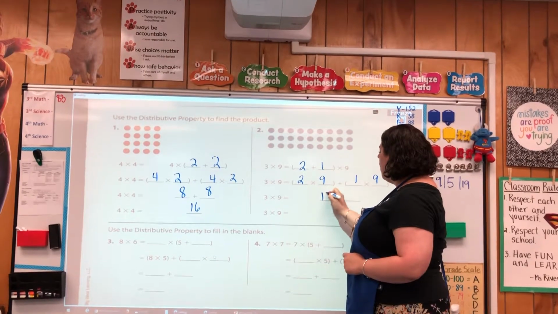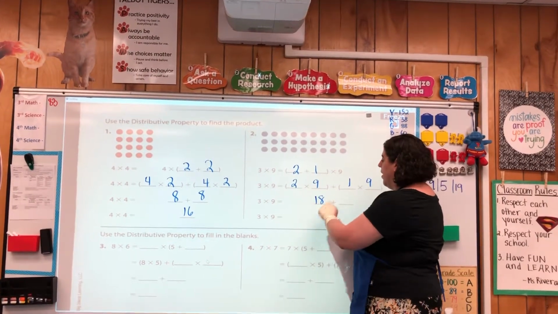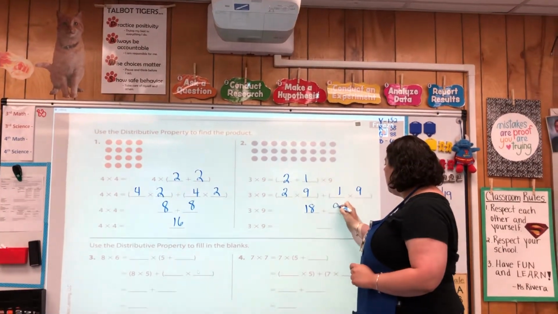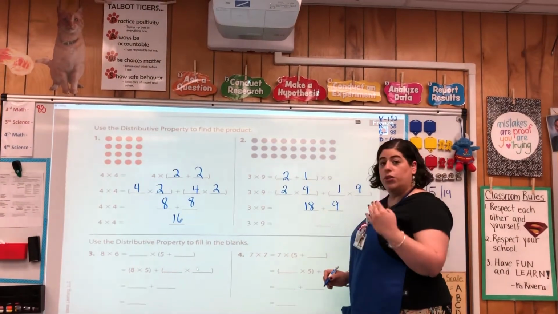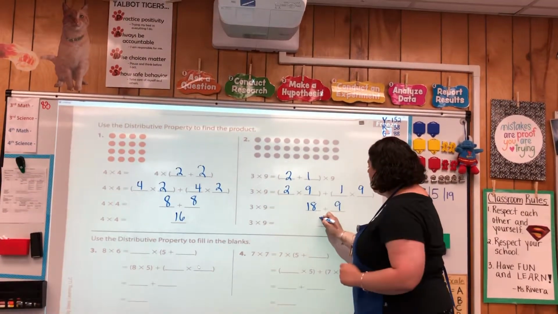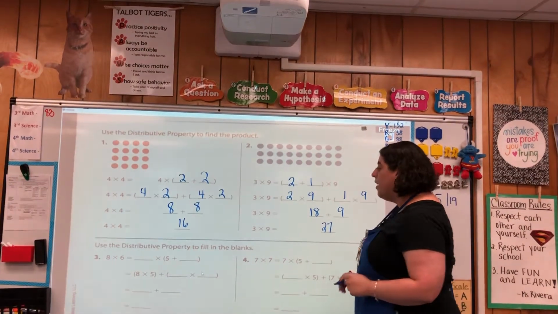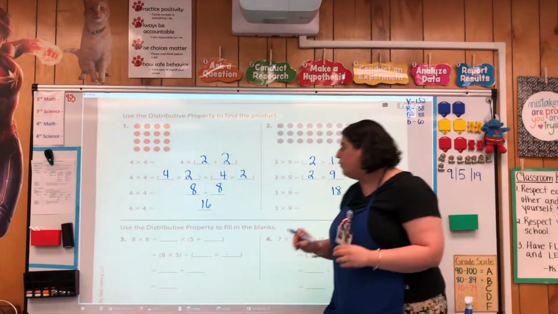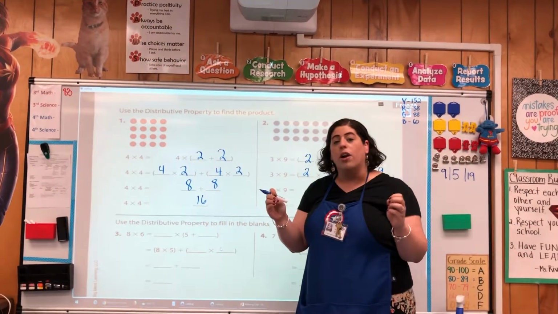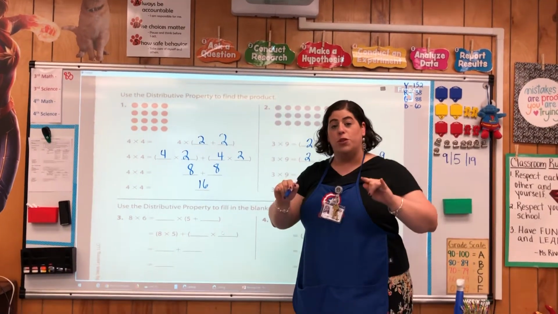Once again, I multiply and put it in the blank beneath it. 2 times 9 is 18. 1 times 9 is 9. Last step is to add 18 plus 9. That would be 27. Same thing applies here. You just have to look at the number that they have broken apart so that you make sure you multiply those two basic facts together.